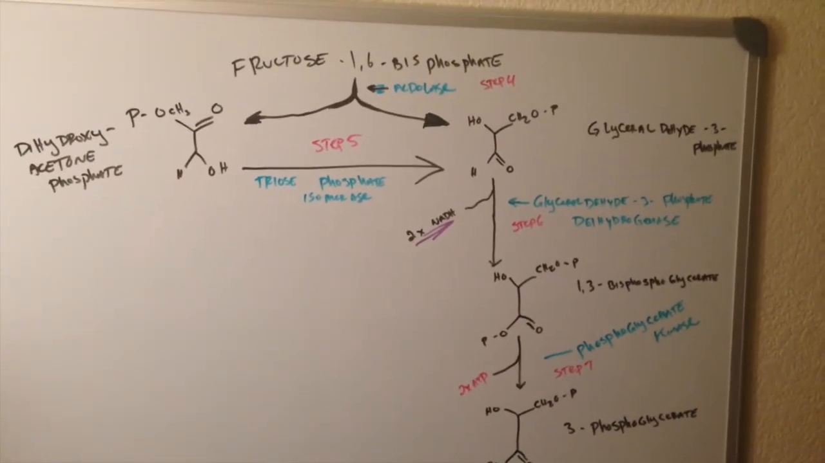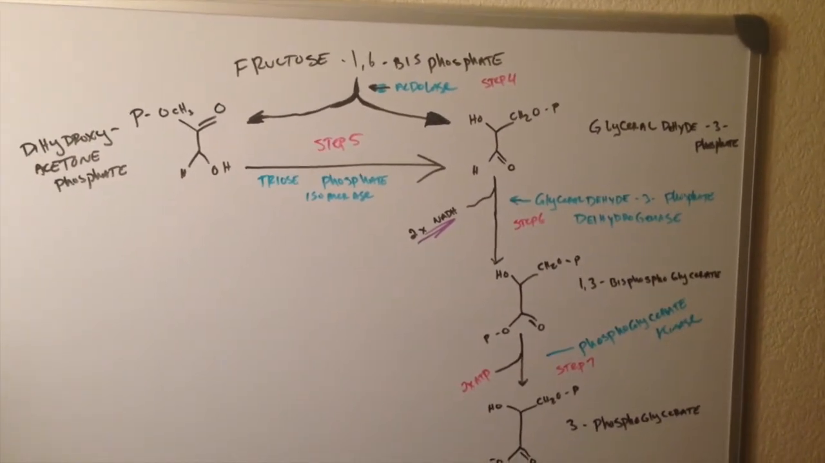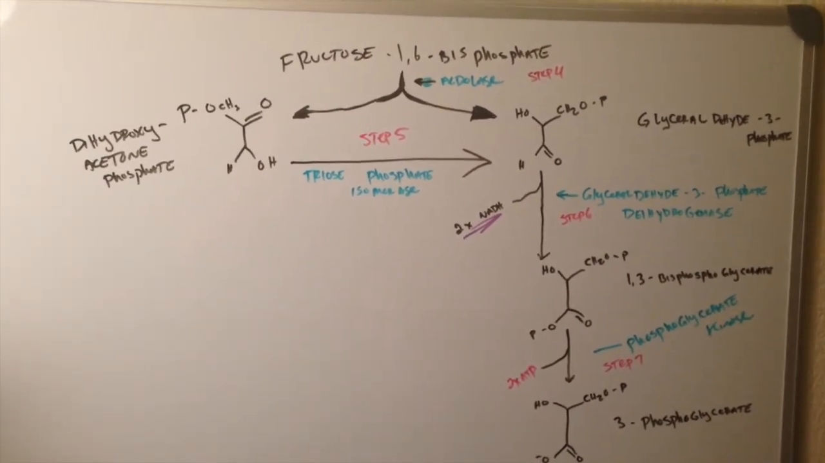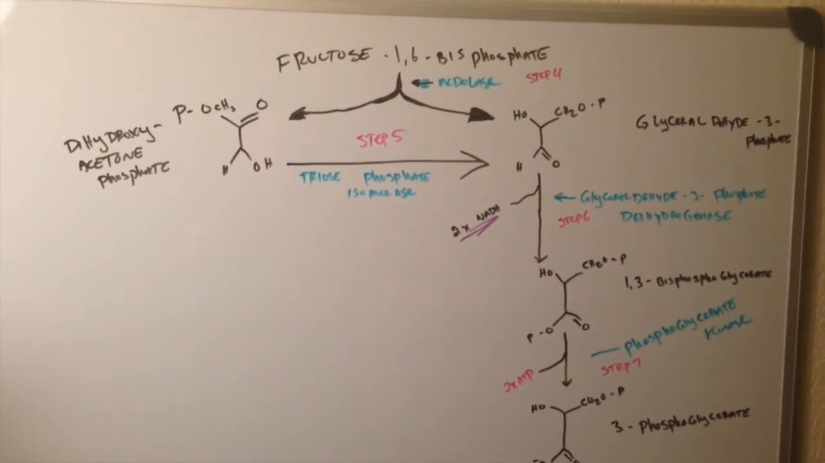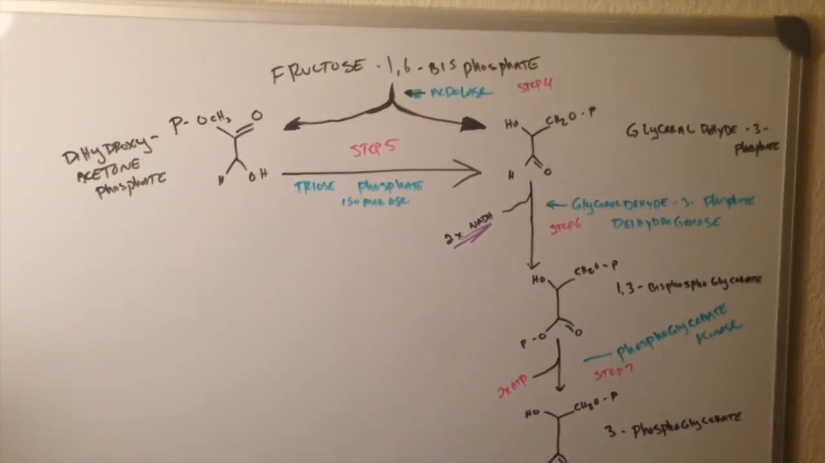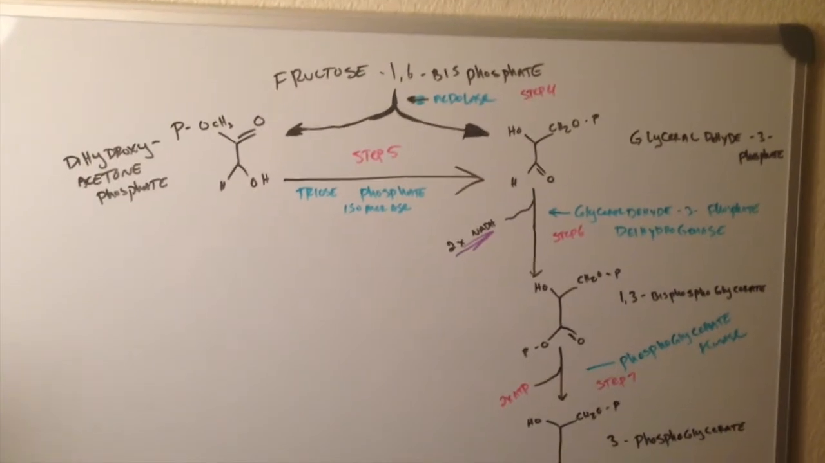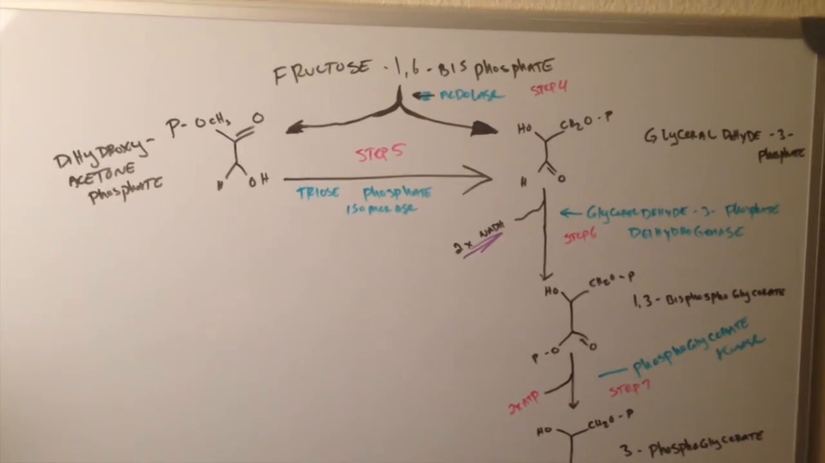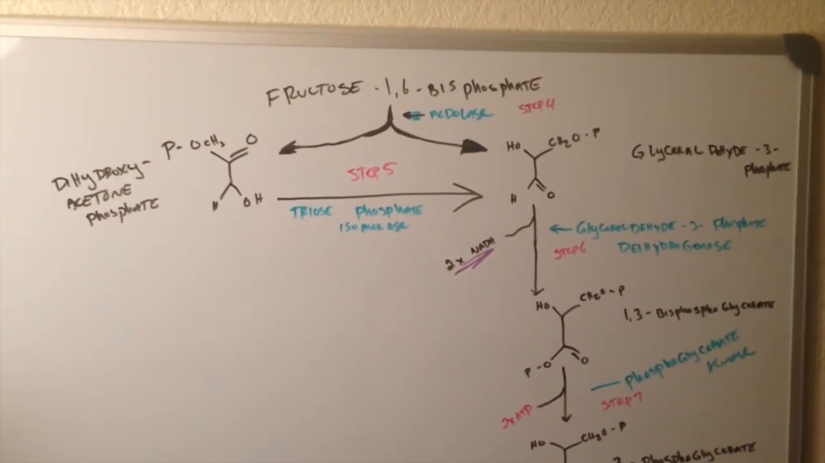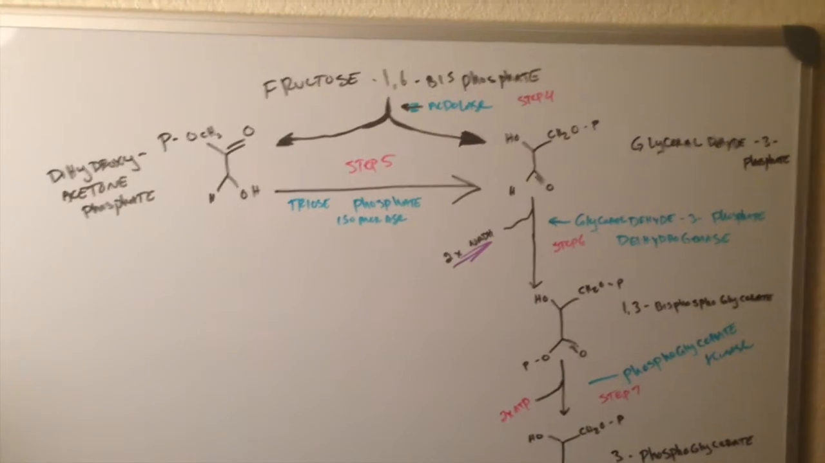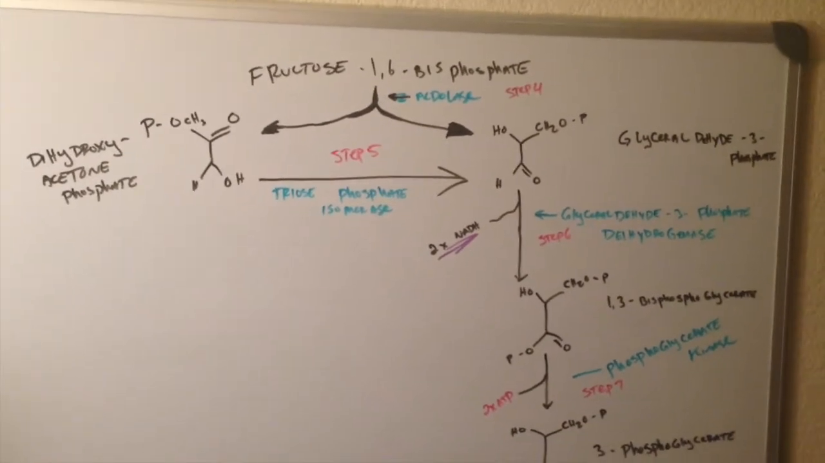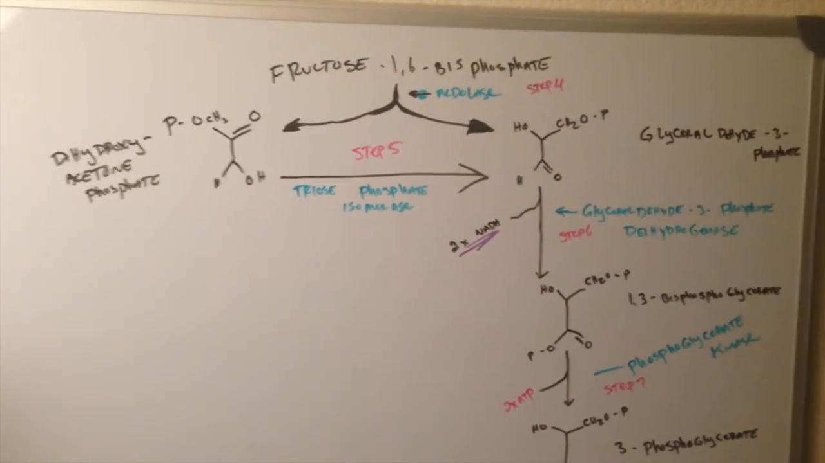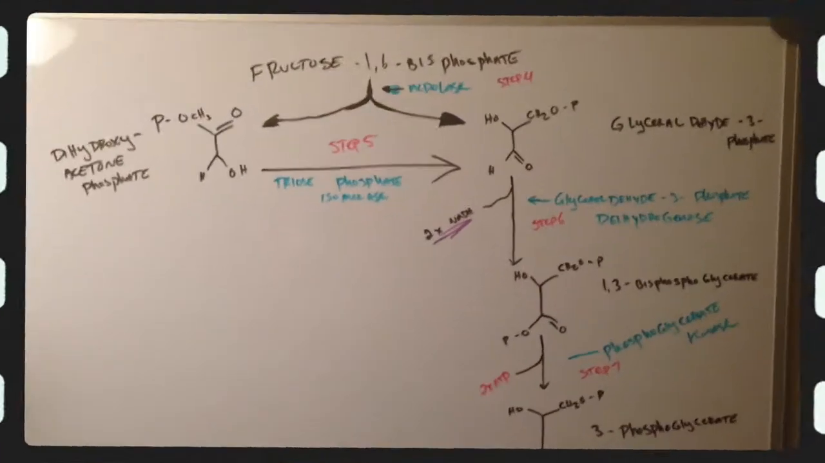In step 4, fructose 1,6-bisphosphate is split by an enzyme called fructose bisphosphate aldolase. Aldolase is designed to break carbon-to-carbon bonds, so you now have two molecules, one called dihydroxyacetone phosphate and the other glyceraldehyde 3-phosphate.